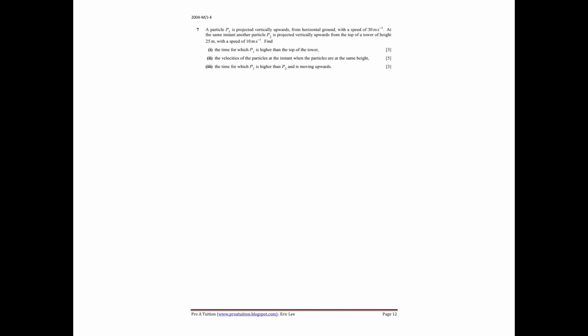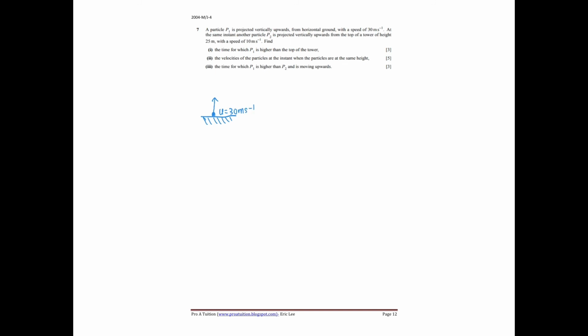Okay, so let's see this question. This question is about vertical motions. So gravity is affecting there. Okay, now let's see. A particle P1 is projected vertically upwards from horizontal ground with a speed of 30 meters per second. So let's say, imagine you start from the ground, the particle P1 goes up, so u is 30 meters per second.